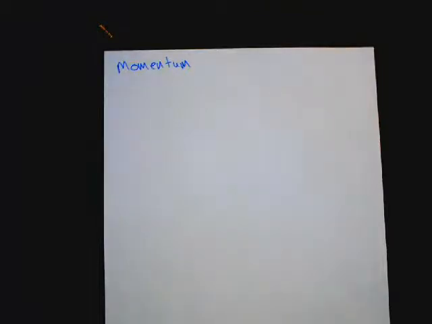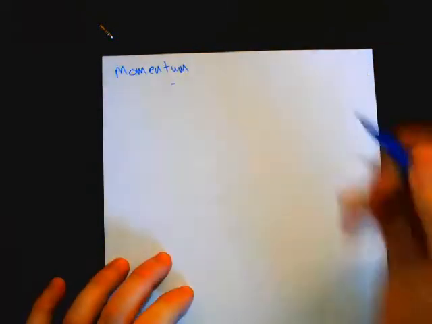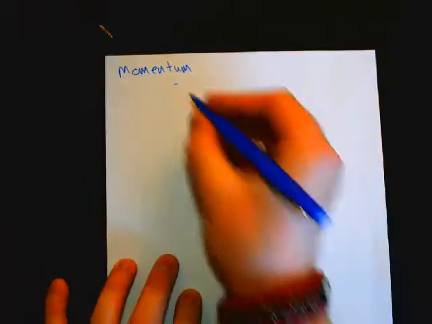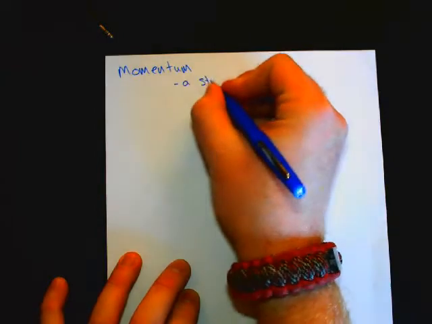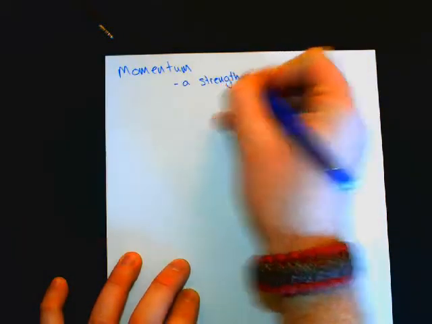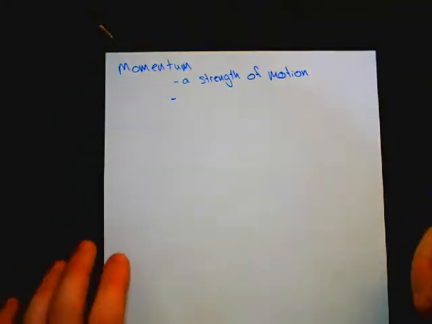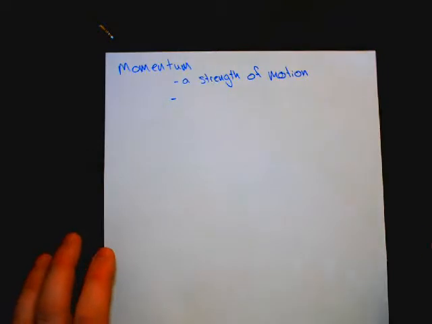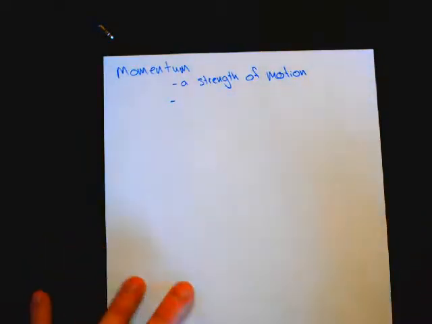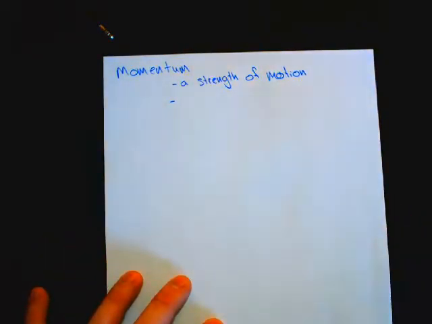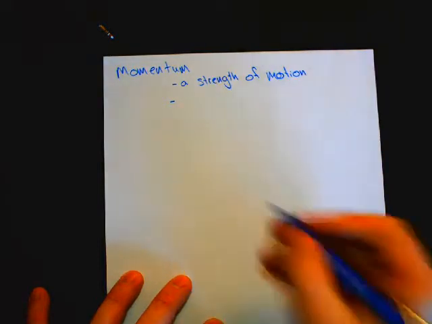Momentum. First thing we're going to do is assign a couple of different definitions. First of all, we could define momentum as a strength of motion. Alternatively, we could simply define it as a property equal to an object's mass and velocity, the product of an object's mass and velocity.